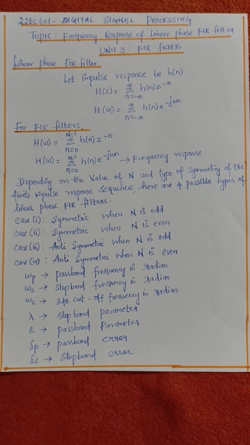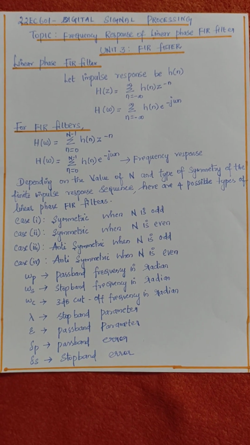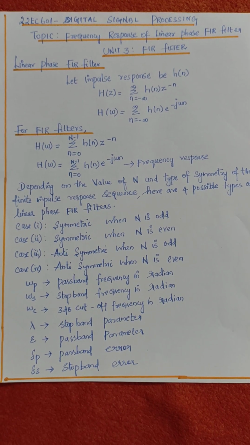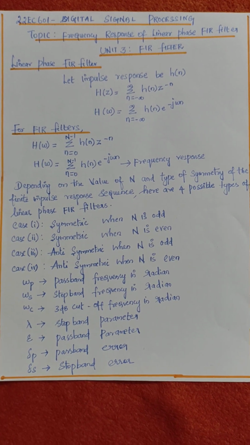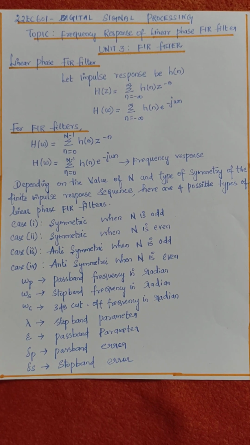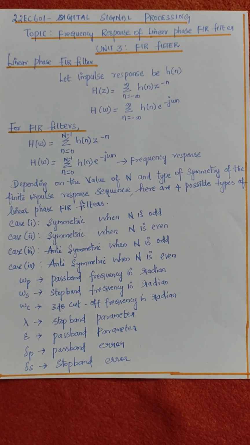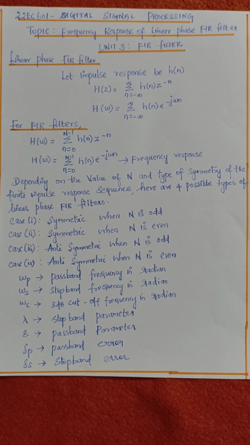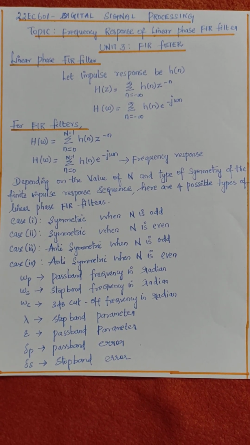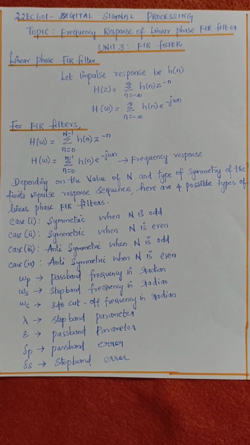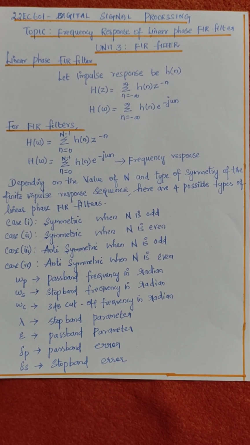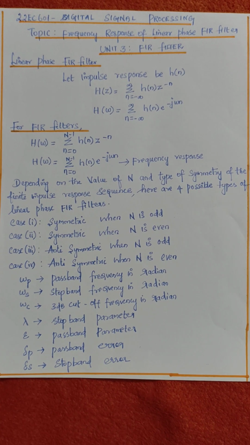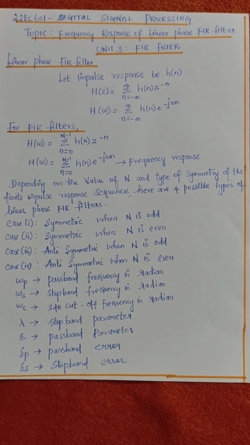We are going to see the subject DSP, Digital Signal Processing. Our subject code is 22EC601, Digital Signal Processing, Lab Integrated. This subject is for third year, 6th semester students, even semester. We are discussing unit number 3, FIR filters, finite impulse response filters, shortly called FIR filter. The topic we are going to discuss in the FIR filter is the frequency response of linear phase FIR filter.